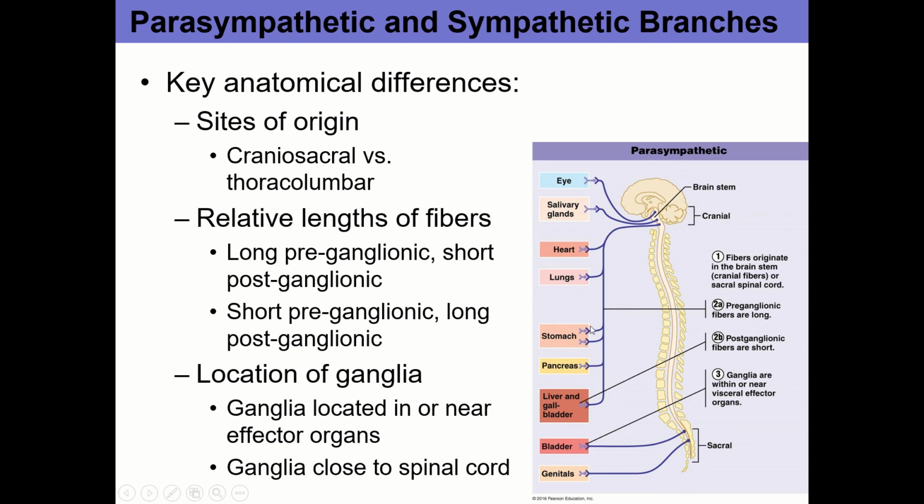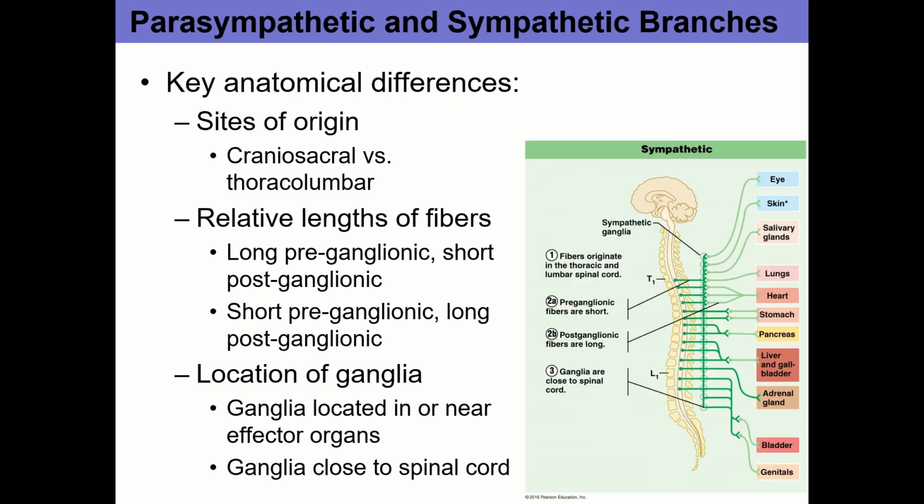Obviously if the ganglion is inside of the organ that the postsynaptic neuron is going to affect, that's going to be a pretty short axon. So those postganglionic fibers are pretty short on the parasympathetic side. As opposed to the sympathetic side, where the preganglionic fibers are fairly short, and then the postganglionic fibers are fairly long. You'll see this in more detail here in a minute.